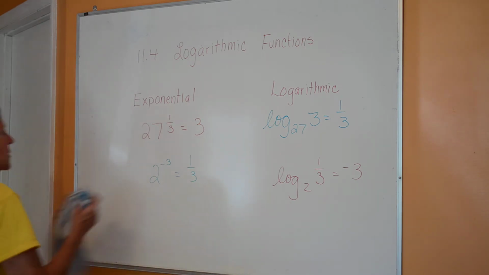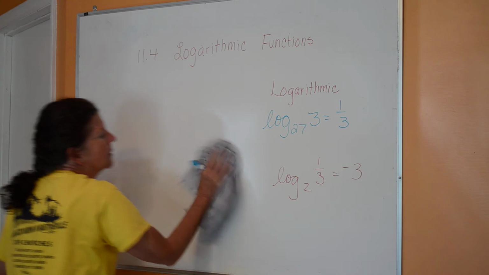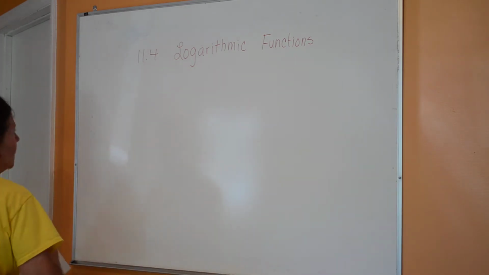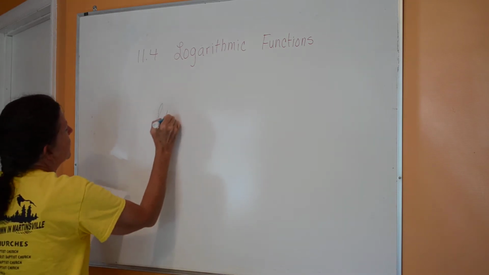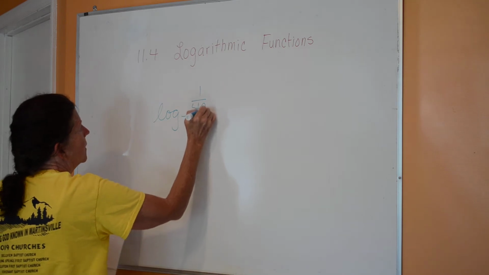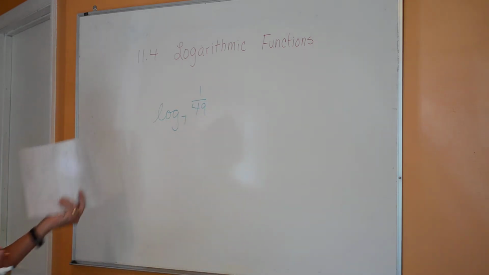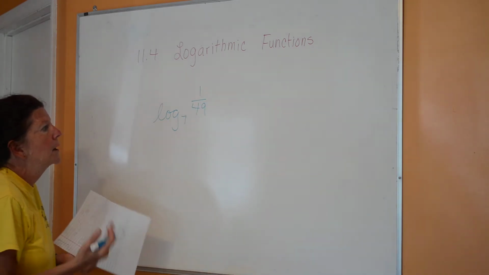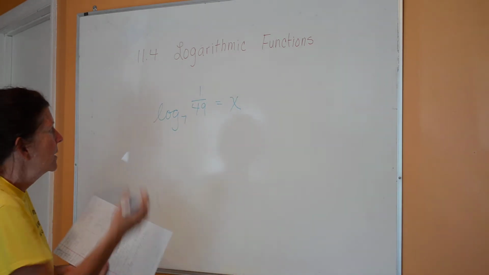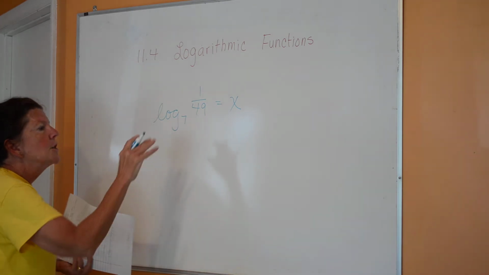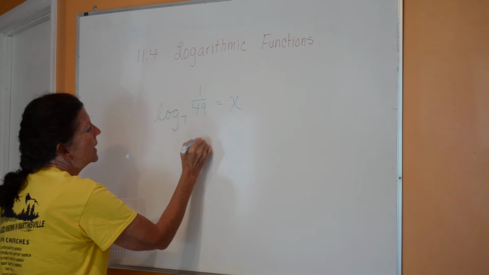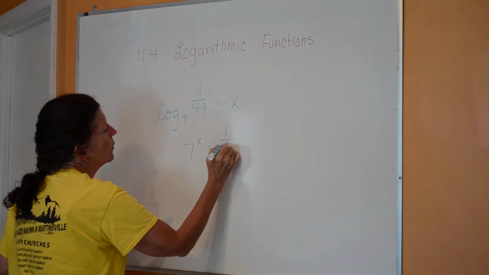So let's work on solving some of these. Those were just rearranging them. To solve something, they might give you this. They say solve log of base 7 of 1/49. Well, let that equal x. We're trying to find out what x is, so I'm trying to find out what the answer is. So now turn around and write it in exponential form: 7 raised to the x power is 1/49.